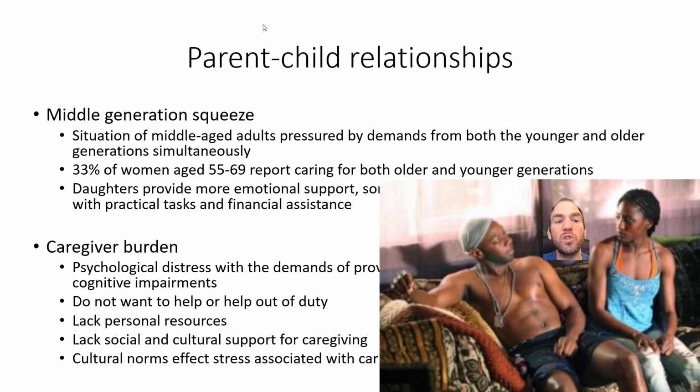Specifically, the middle generation squeeze: the situation of a middle-aged adult pressured by demands from both the younger and older generations simultaneously. 33% of women aged 55 to 69 report caring for both older and younger generations. Daughters provide more emotional support, while sons are about as involved in providing help with practical tasks and financial assistance. Caregiver burden is psychological distress with the demands of providing care for someone with physical or cognitive impairments. Caregivers may not want to help or help out of duty, lack personal resources, and lack social and cultural support for caregiving. Cultural norms affect stress associated with caregiving for older adults.